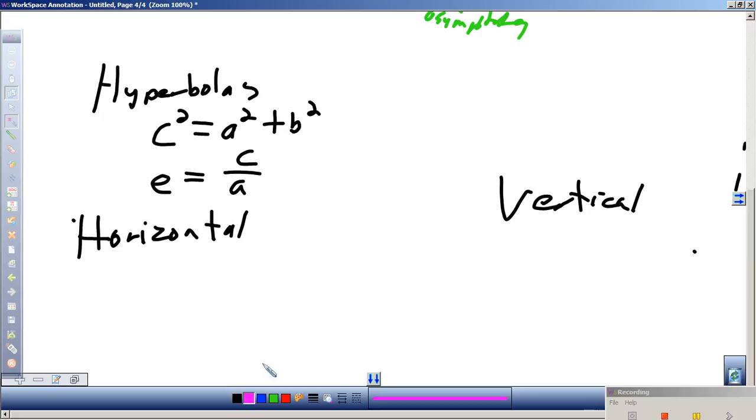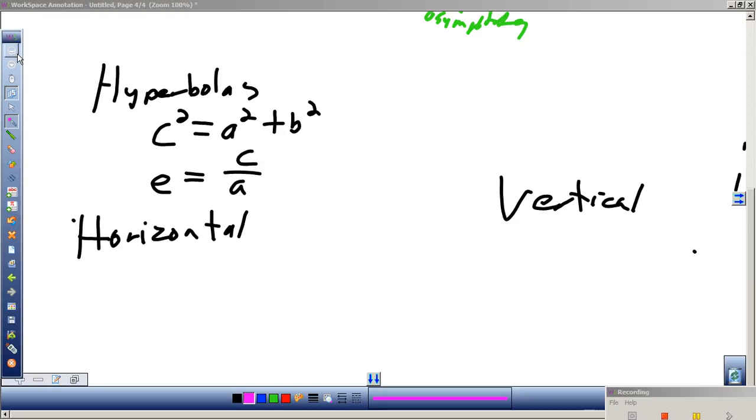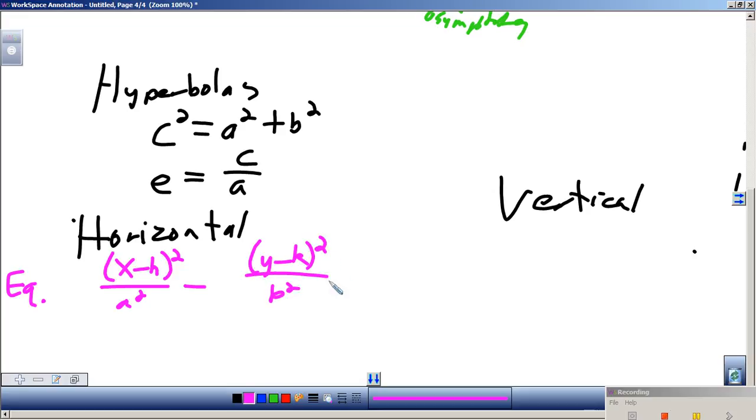So first thing, the equation. Watch the equation, see if you can identify what's different between this and your ellipses. So what's different? Yes, it's a big square. Yeah, minus instead of plus.